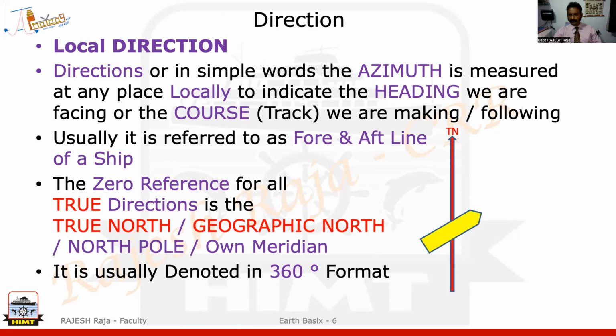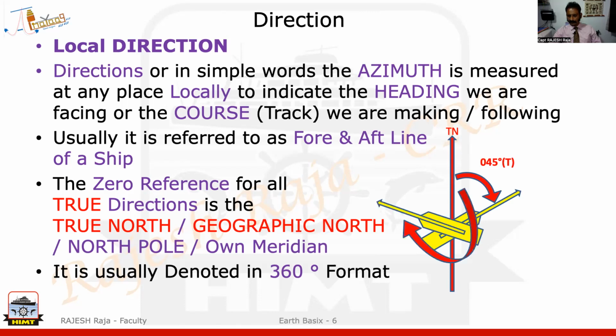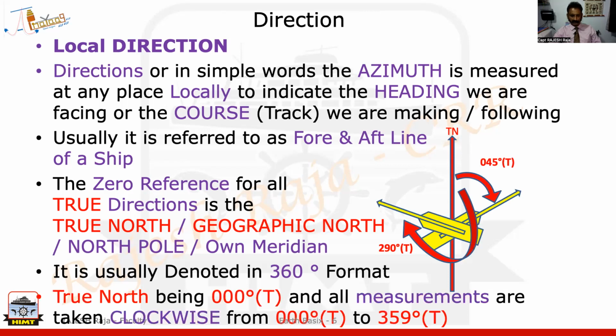Let us say this is your fore and aft line. I'm going to explain about true course and true heading also a little bit later, but right now I'm just trying to give you a gist of it. So I can call this 045 degrees. And let us say my vessel was like this. I can, for example, call this 290 degrees also. Bracket T. Please remember bracket T.